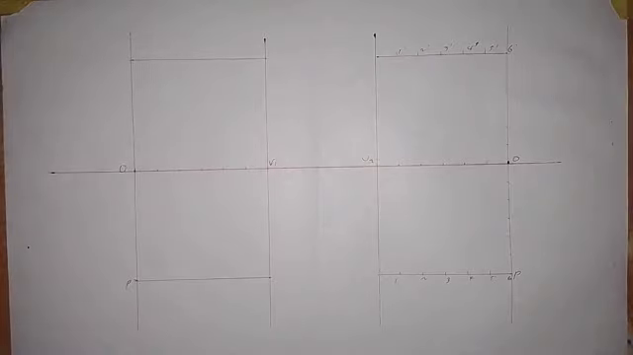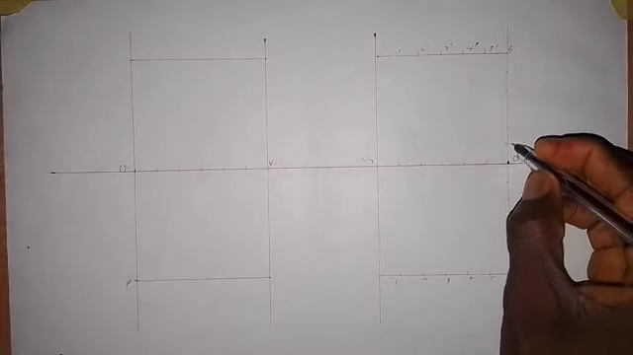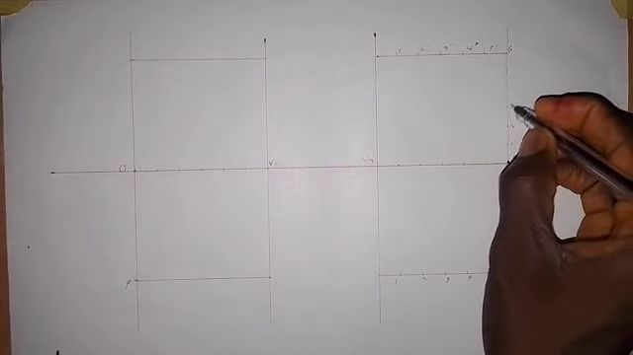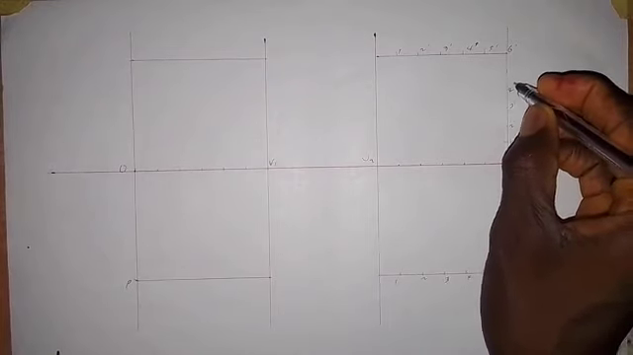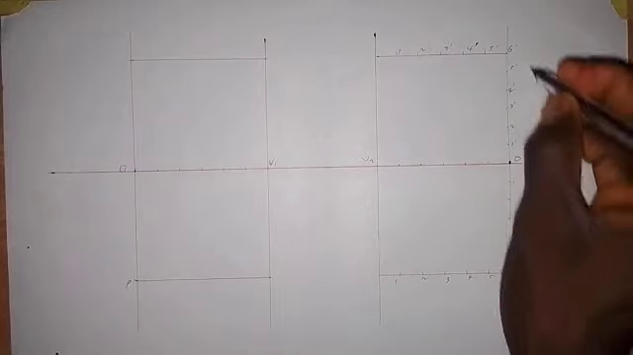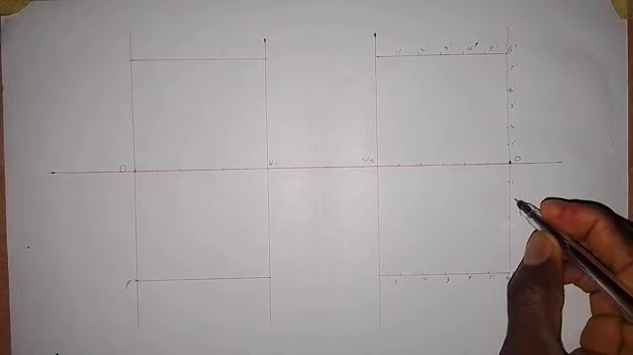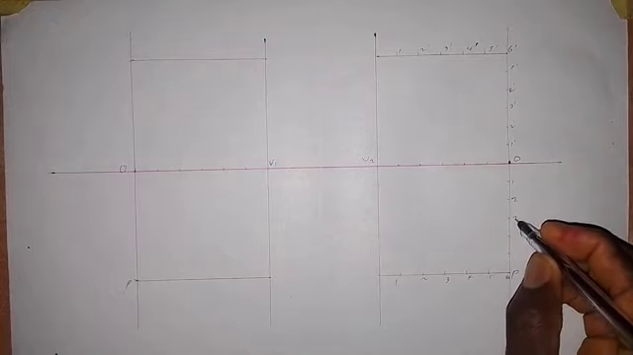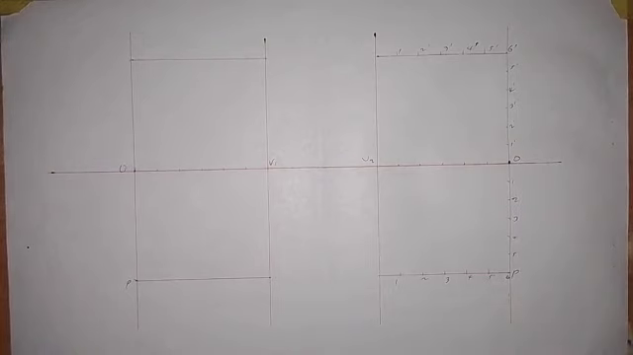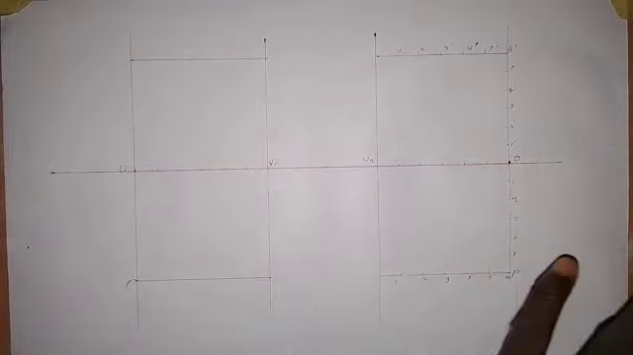Okay, so I'm going to number these points. This is point 1 prime, this is 2 prime, this is 3 prime, this is 4 prime, this is 5 prime, and then we have 6 prime. This is 1, this is 2, this is 3, this is 4, this is 5, and then here we have 6. Okay, so let's work on the first branch. This is the first branch and this is the second branch. So let's work on the first branch first.